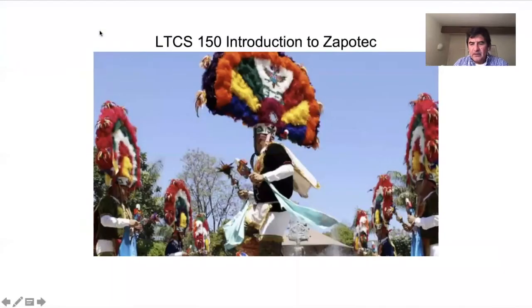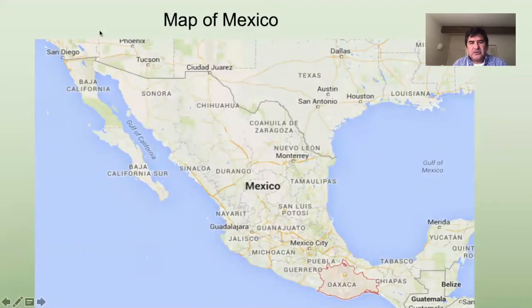So anyways, just to start with, for those who haven't been to Oaxaca, as you can see on the map that I'm sharing with you, Oaxaca is in the most southern states of Mexico. That's where Zapotec is spoken, and also in many parts of the U.S. We'll get into that in a little bit.